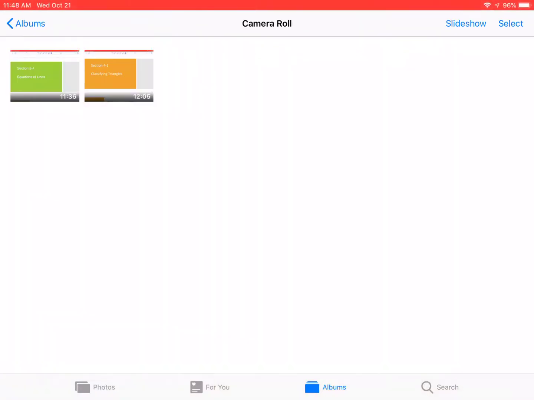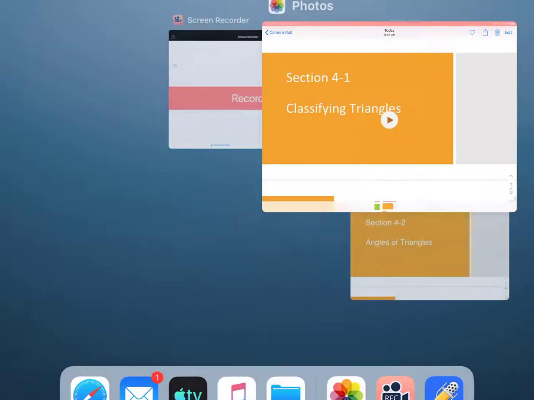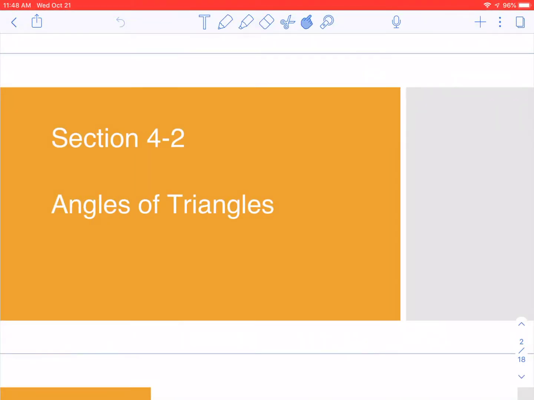The next section we have in Chapter 4 is Section 4-2, Angles of Triangles. And like I said before, this whole chapter will be about triangles.